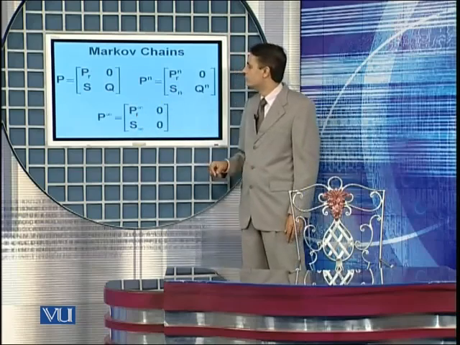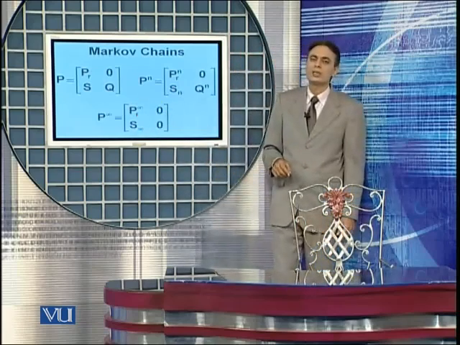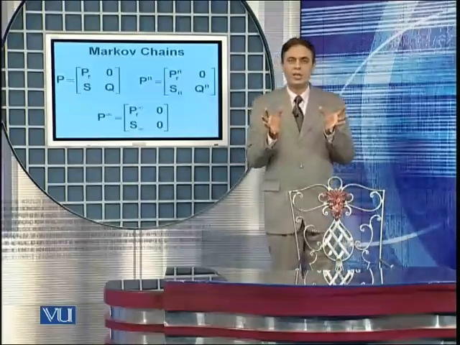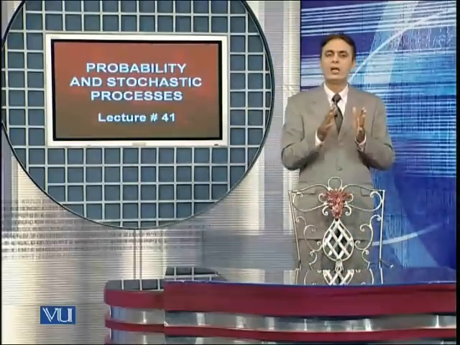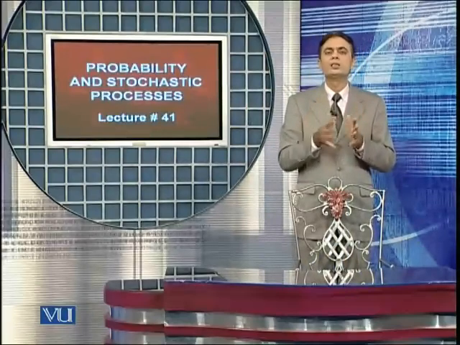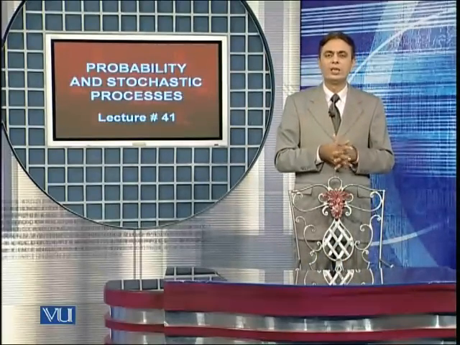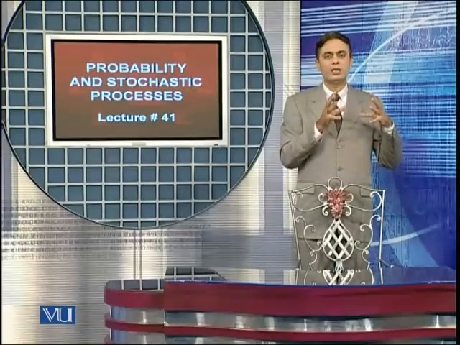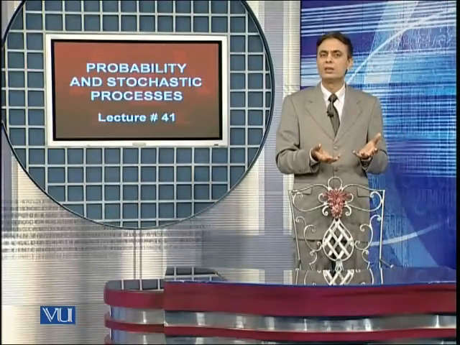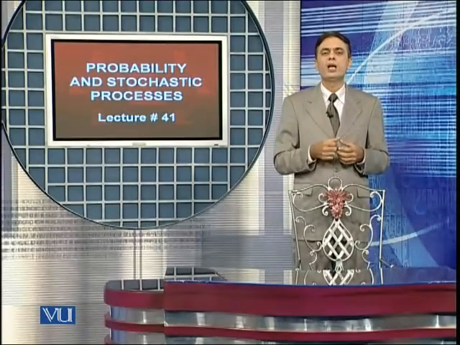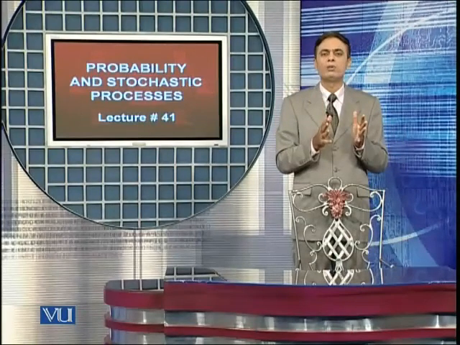You might be getting an impression that this PR raised to power infinity is going to converge to a unique value. That's not the case. This PR represents the collection of recurrent states and their interstate transition probabilities. If this group of recurrent states represents an aperiodic Markov chain, then this PR is going to converge to a unique value.